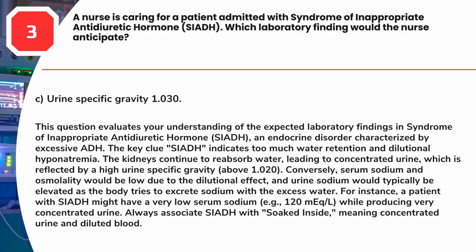Conversely, serum sodium and osmolality would be low due to the dilutional effect, and urine sodium would typically be elevated as the body tries to excrete sodium with the excess water. For instance, a patient with SIAD might have a very low serum sodium, e.g., 120 milliequivalent/L, while producing very concentrated urine. Always associate SIAD with soaked inside, meaning concentrated urine and diluted blood.